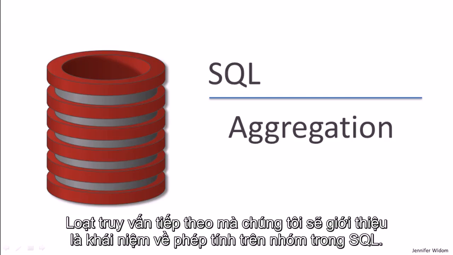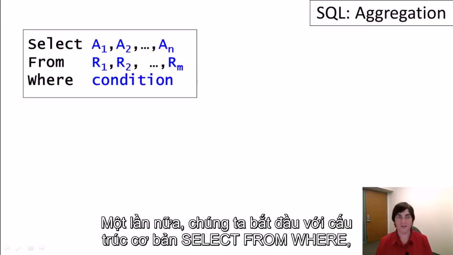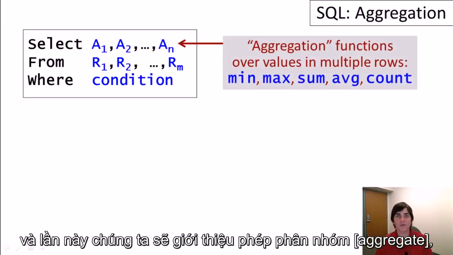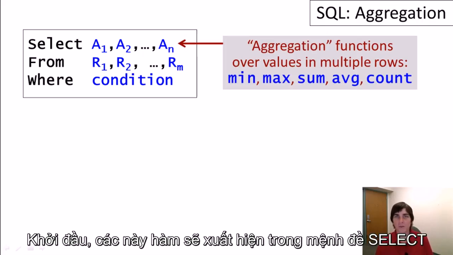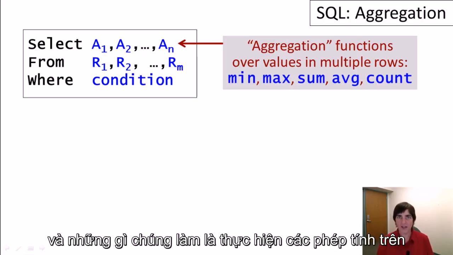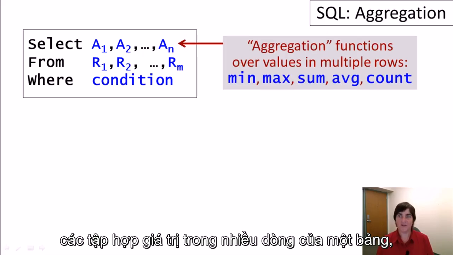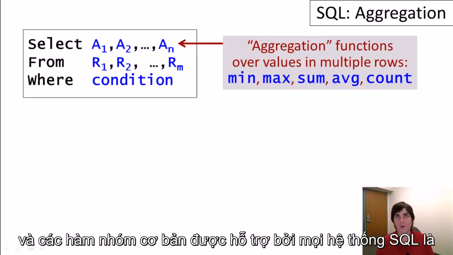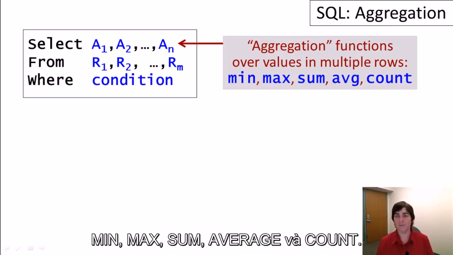The next set of queries we'll show introduce the concept of aggregation in SQL. Once again, we start with the basic select from where construct, and this time we're going to introduce what are known as aggregate or aggregation functions. These are functions that will appear in the select clause initially, and what they do is they perform computations over sets of values in multiple rows of a relation. The basic aggregation functions supported by every SQL system are minimum, maximum, sum, average, and count.